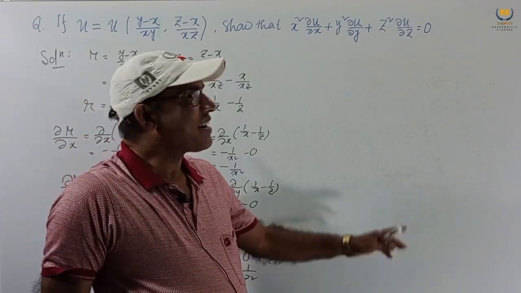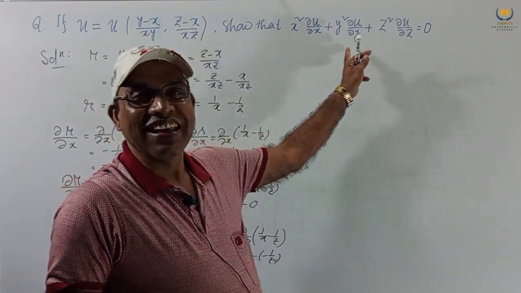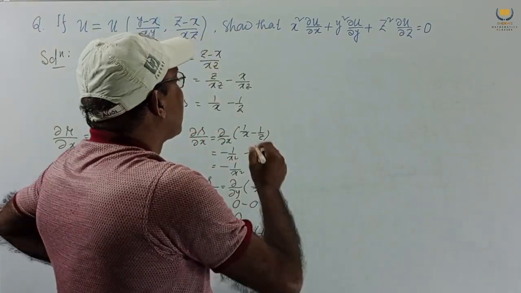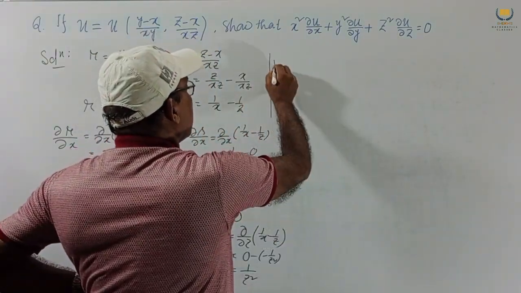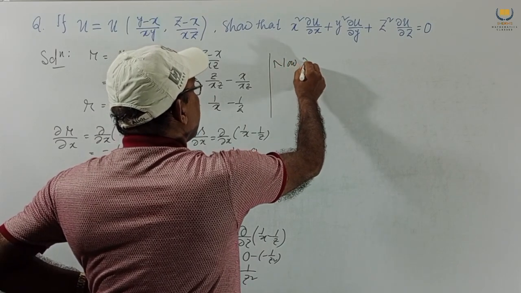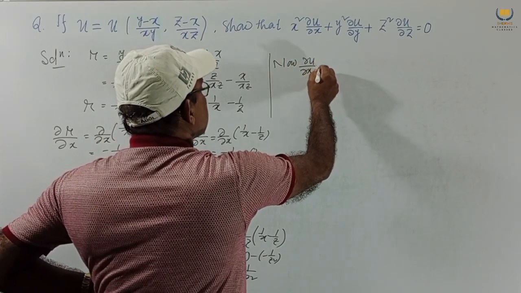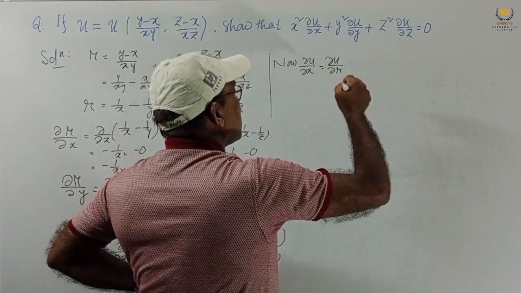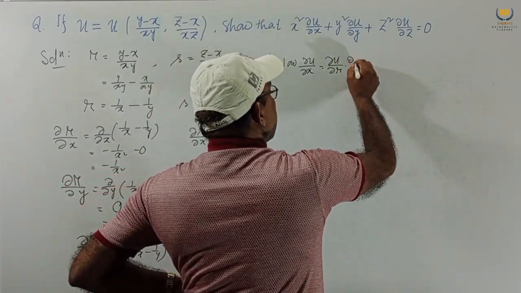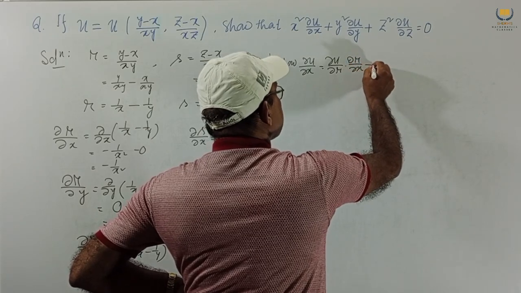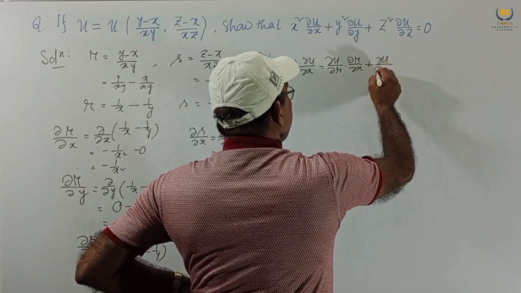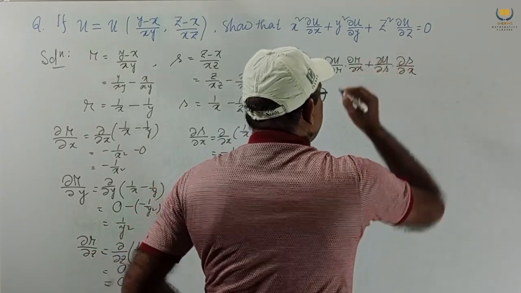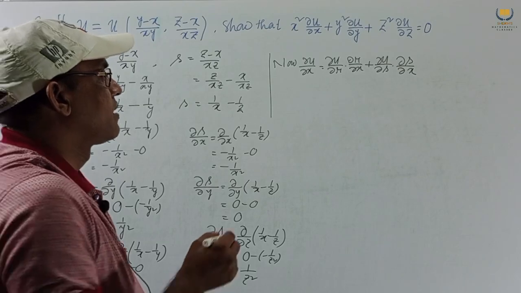Now, our requirement is ∂u/∂x, ∂u/∂y, ∂u/∂z. Now we want to find them one by one. ∂u/∂x: by using the chain rule in total differentiation, this is ∂u/∂r ∂r/∂x plus ∂u/∂s ∂s/∂x. We get this.